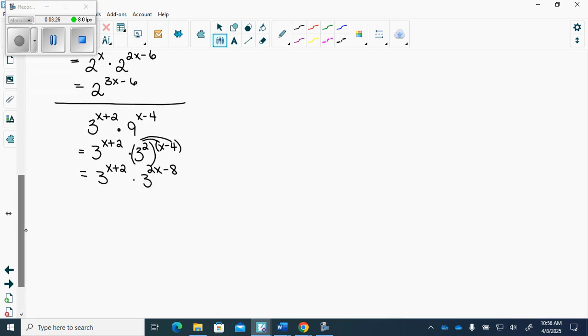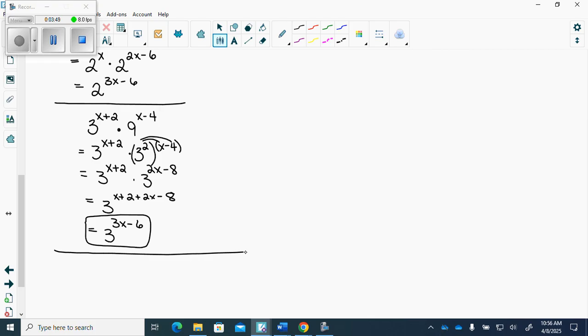And what do I do with the exponents? Add them. So I can go 3, and if I want to show the work, I can. x plus 2 plus 2x minus 8. So I get 3 to the x plus x is 3x. 2 minus 8, negative 6. Just leave that. Okay, so I can make the 3 be 9, I can make the 9 be 3, the 4 be 2. What if I give you this, though?